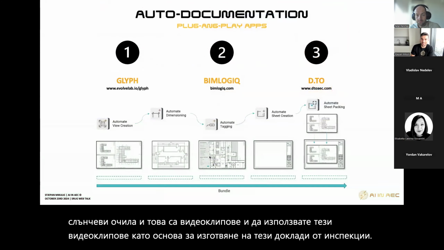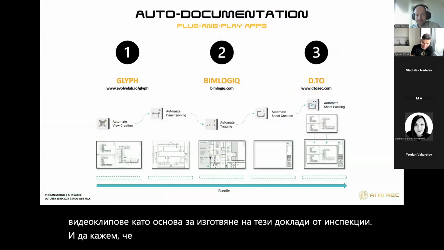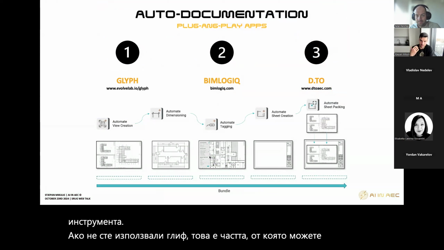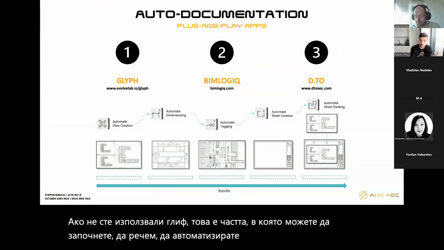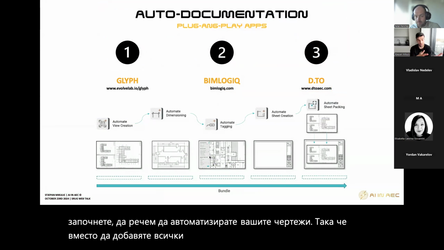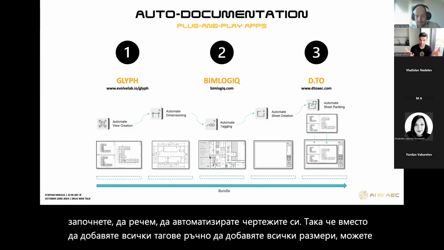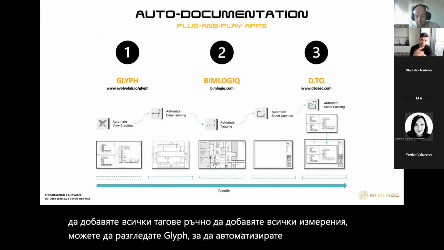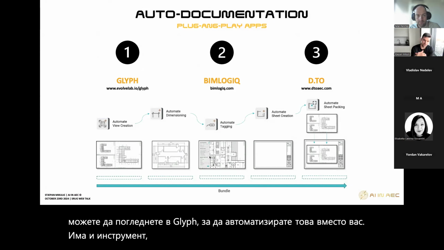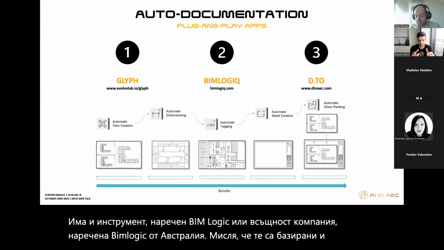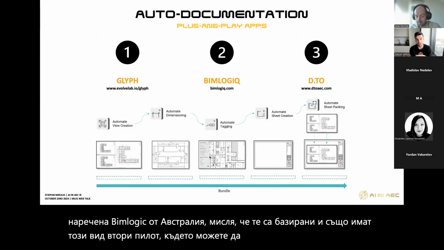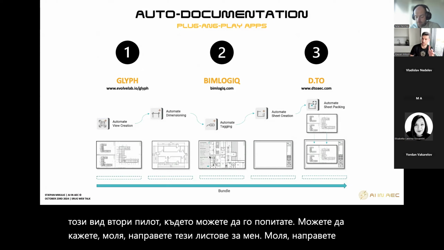And let's go a step back to Revit, because this is a Revit user group after all. So I'm going to mention just 3 tools. If you haven't used Glyph, this is where you can start automating your drawings. So instead of adding all the tags and all the dimensions manually, you can look into Glyph to automate this for you. There's also a company called BIMlogic from Australia, I think they're based, and they also have this kind of co-pilot where you can ask it. You can say, please make these sheets for me. Please annotate, and so on.